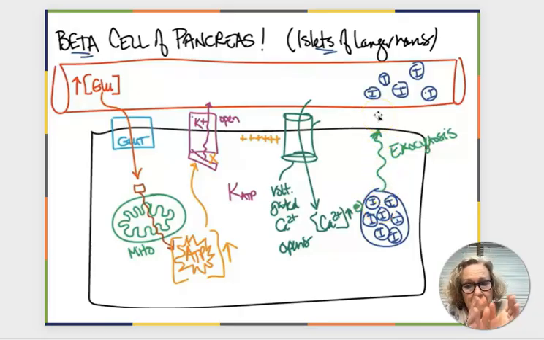And that's going to trigger this insulin to exocytose. It's going to just kind of puke it out. It's going to just like spit it out. It's going to exocytose this insulin into your bloodstream. What? Yes. One more time.